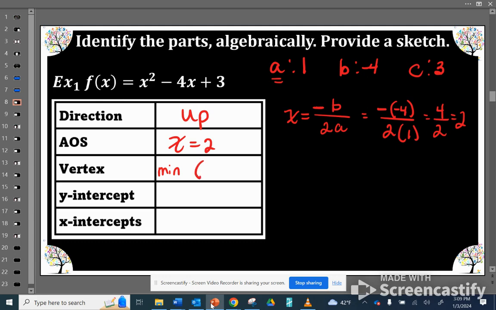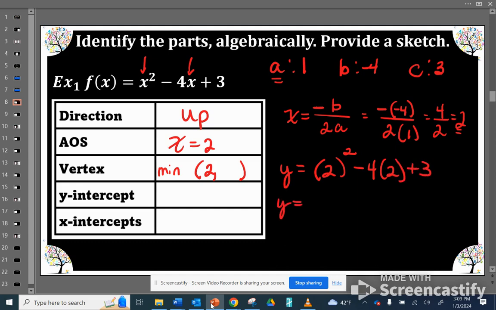Now, remember, the AOS value, that x value, is the x coordinate of your vertex. Now to find the y, because a vertex is a point, so x comma y, to find the y, we simply plug in that x value into the function. Everywhere we see an x, we're going to put the x value of 2. So 2 squared minus 4 times 2 plus 3.